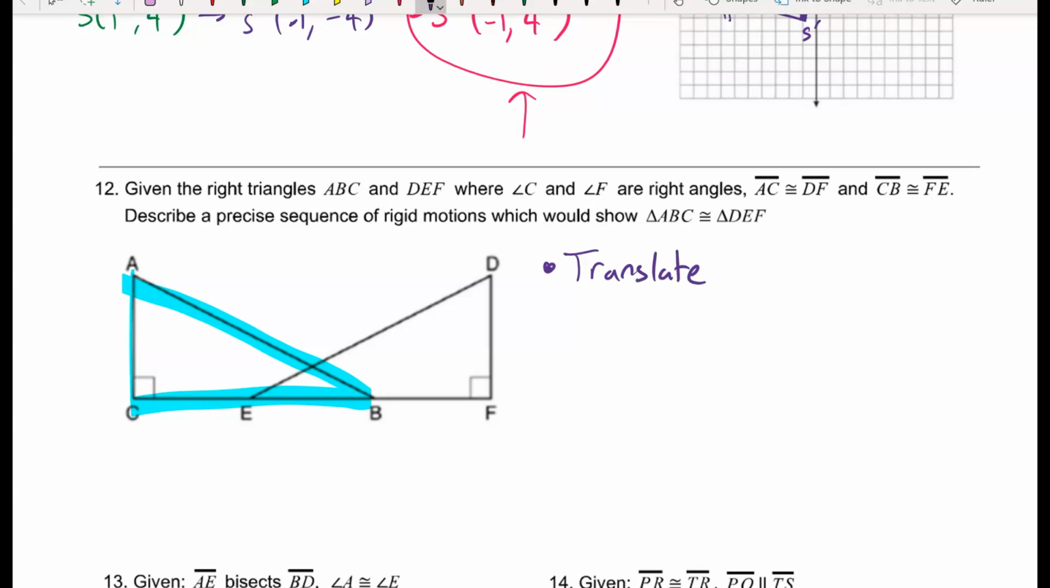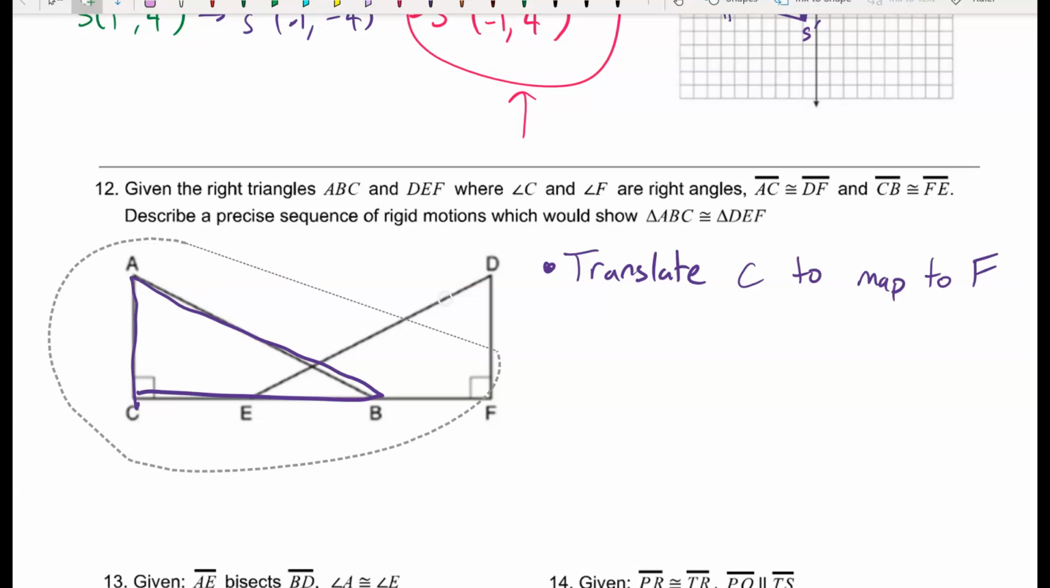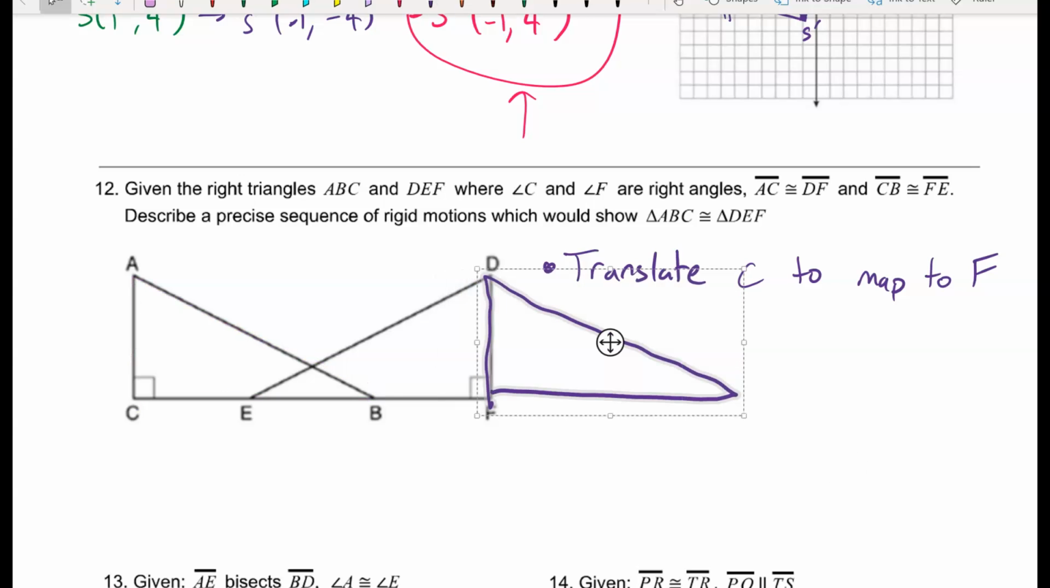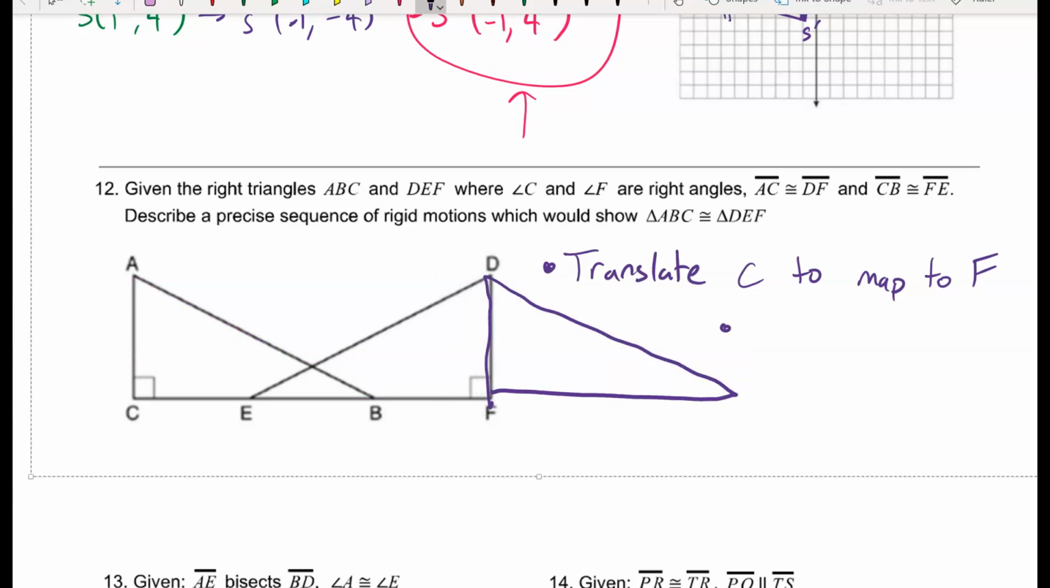So I'm going to translate point C to map to point F. So I'm going to take my triangle right here, and I'm just going to slide it until point C lands on point F. So something like that. All right, that's not that bad. Now, you should notice you're almost done here. If I flip over the line created by DF, I'd be done.